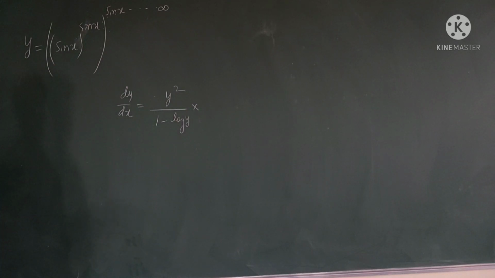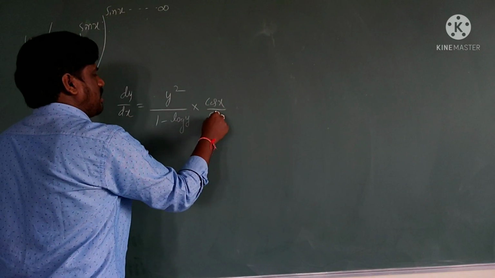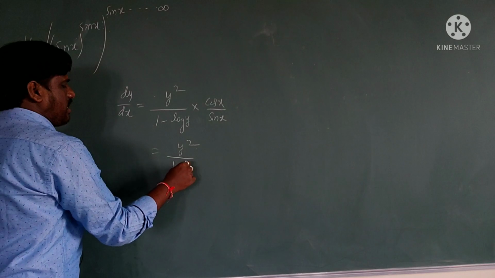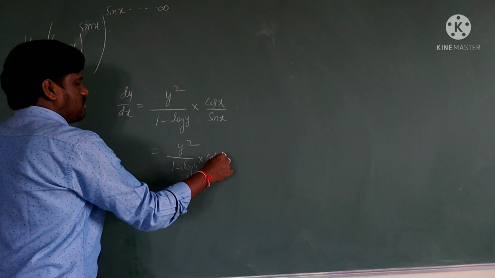Cos x. Sin x differentiate is what? Cos x. Cos x upon sin x. So the answer will be what? y square upon 1 minus log y into cot x is the answer.